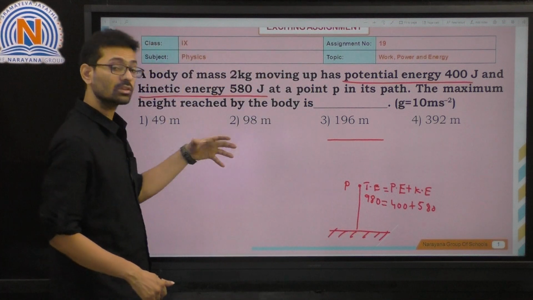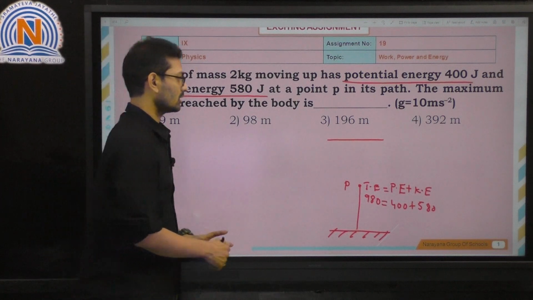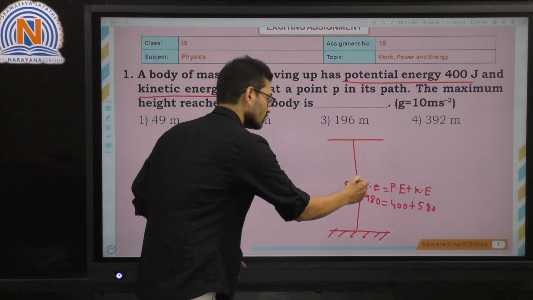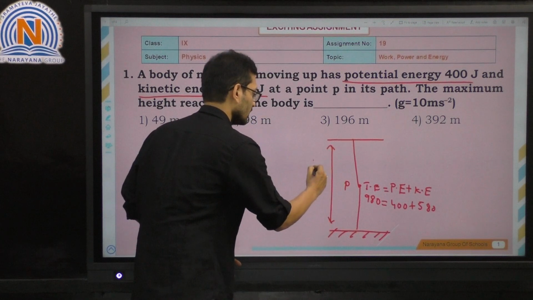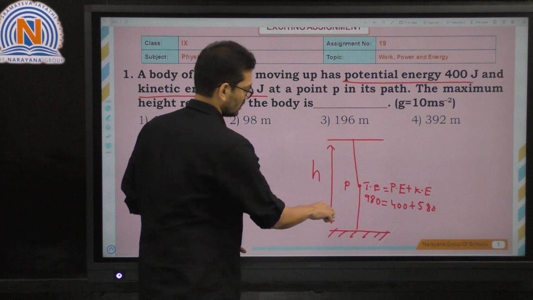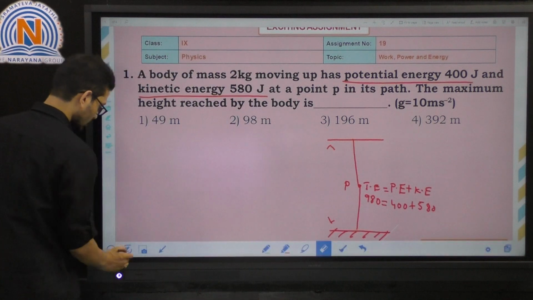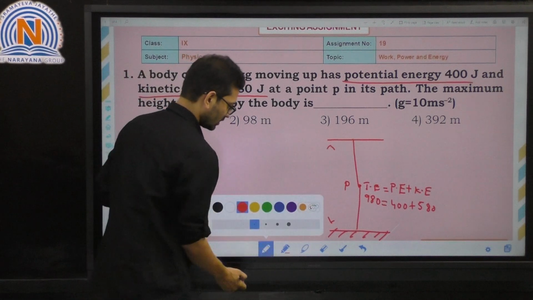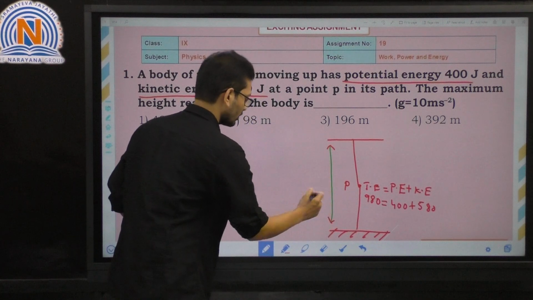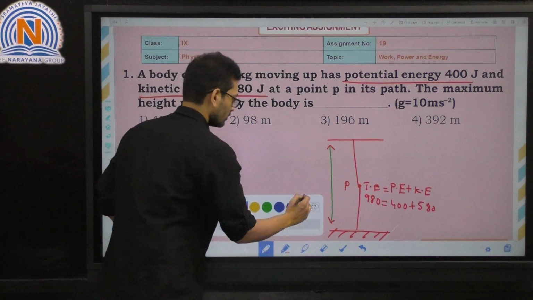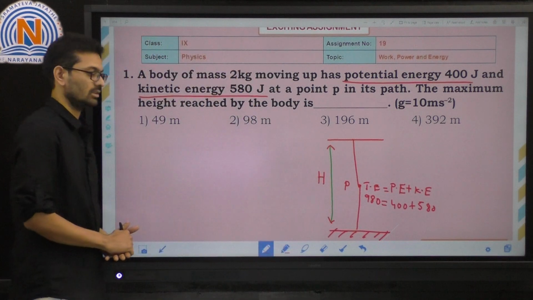Now he wants the maximum height for this total energy of 980 joules. If it moves up completely, up to what height will it reach is the question. For the complete height, we will use some other color. Let us take the height he is asking as capital H.